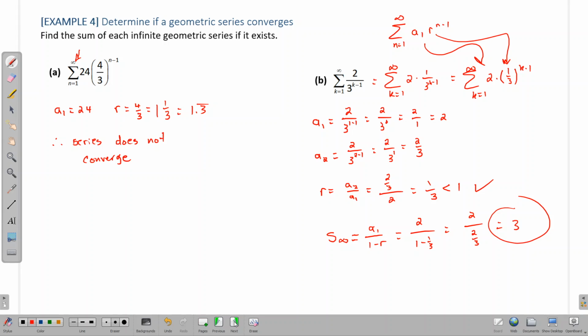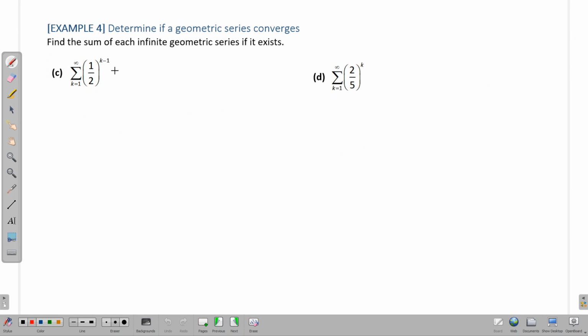Okay, let's try. We got 2 more of these. Okay, so again, this one, it's not immediately obvious what the values are. I think it's a little bit more clear than the previous one. But if you're unsure, then we can do the exact same thing we did before. So a1 is going to be found just by plugging 1 in. So 1/2 to the 1 minus 1, or 1/2 to the 0. And as we said before, anything non-zero to the 0 power is 1. So a1 is 1.